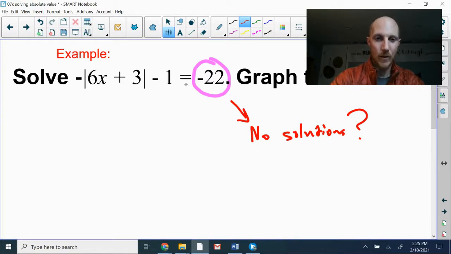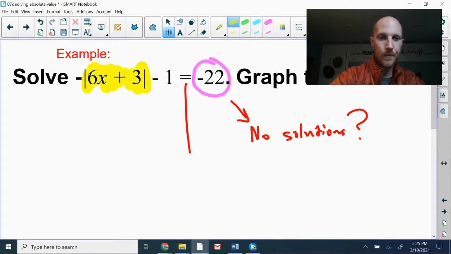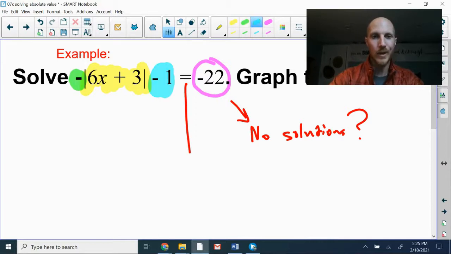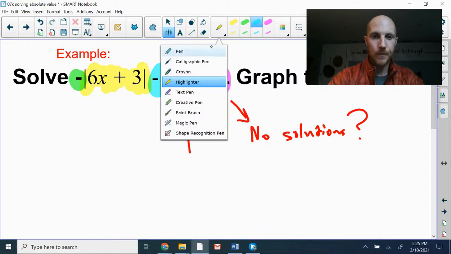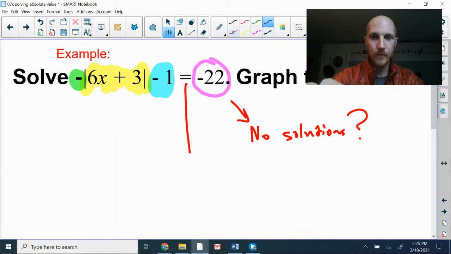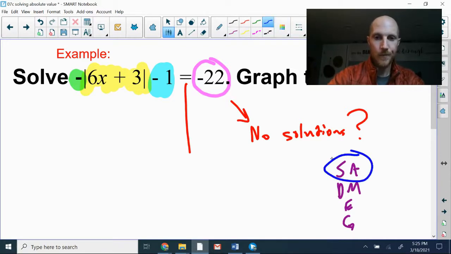Let's find out. So I've got the equal sign, and we've got the absolute value. There are some things on the same side of the equal sign as the absolute value, but outside the lines, so we're going to need to get rid of those. There's this green negative sign, and there's this blue negative 1. The order of operations for solving is described by our acronym SADMEG, and subtraction and addition comes first. So I need to deal with this blue part here. I'm going to add 1 to both sides.